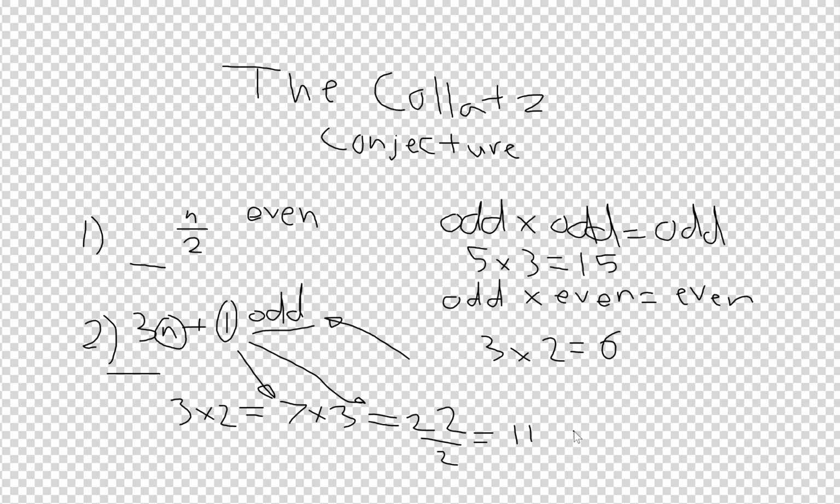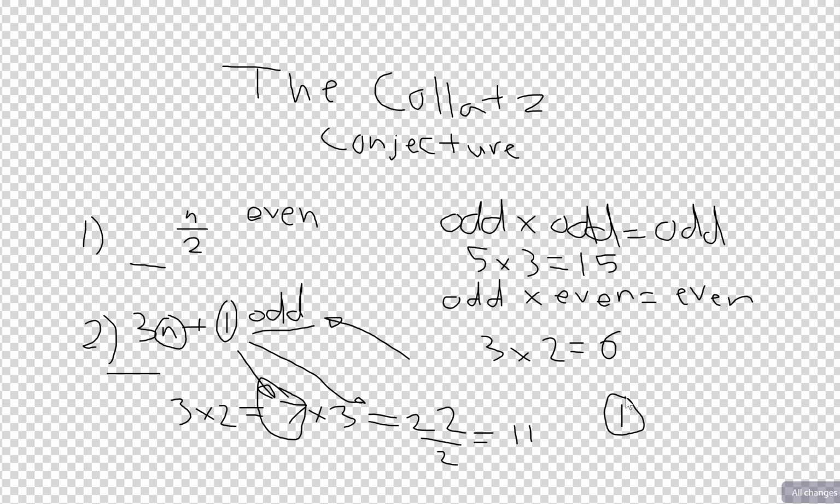40 divided by 2 is 20. 20 divided by 2 is 10. And 10 divided by 2 is 5. Since 5 is odd, 5 times 3 is 15. Plus 1 is 16. And 16, since it is even, is divided by 2, which is 8. 8 divided by 2 is 4. 4 divided by 2 is 2. And 2 divided by 2 is 1. So by using the number 7, it is a very lengthy process, but you still result in 1.